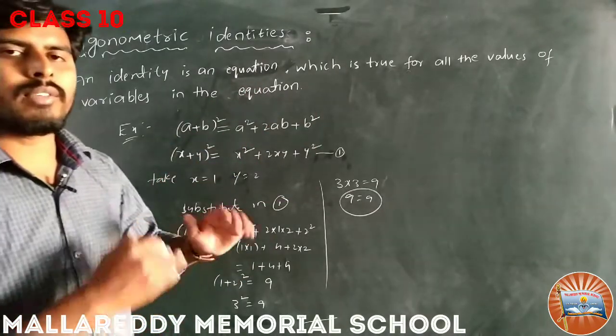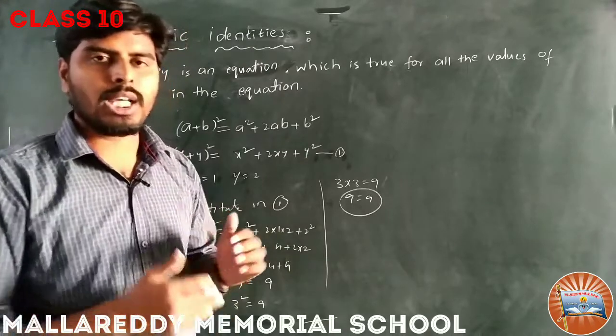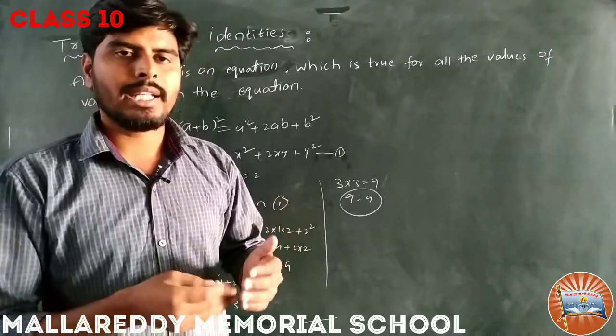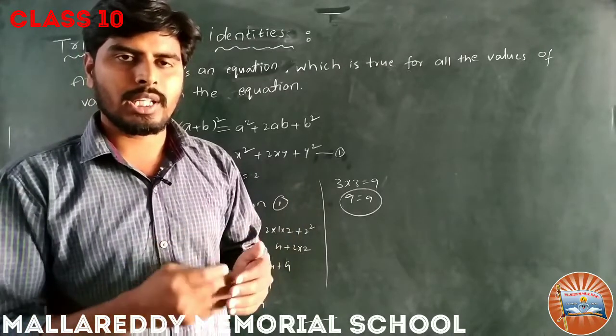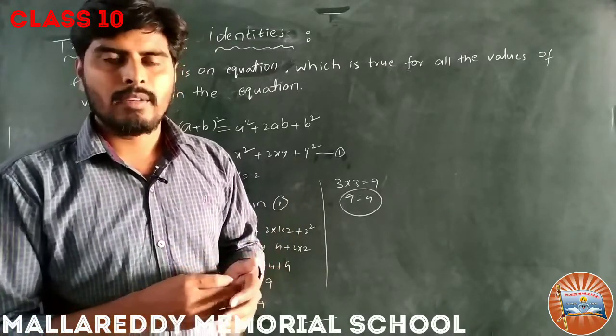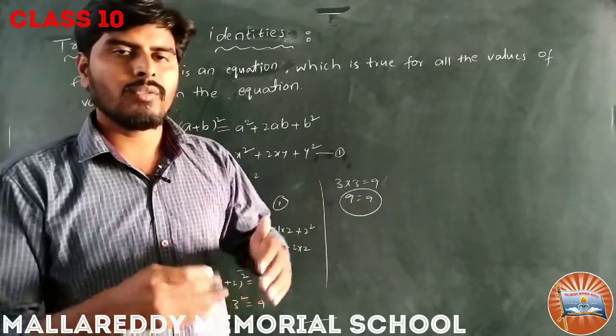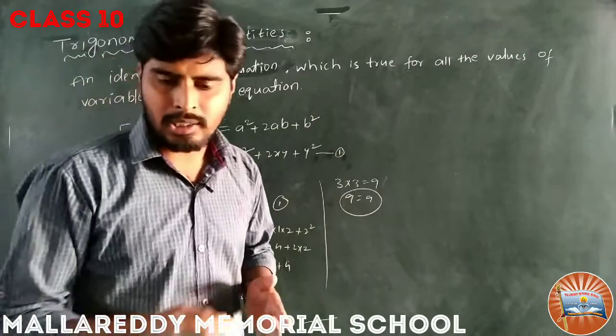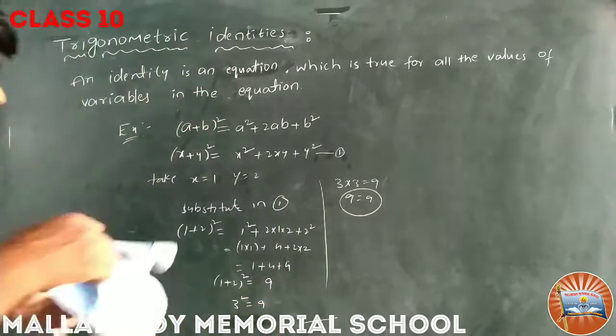Now we have to define some trigonometric ratio identities. So what are trigonometric ratios? We have sine, cos, tan, secant, cosecant, cot. For these trigonometric ratios, we have to define some identities like this. Let us see how we shall define the trigonometric ratios.